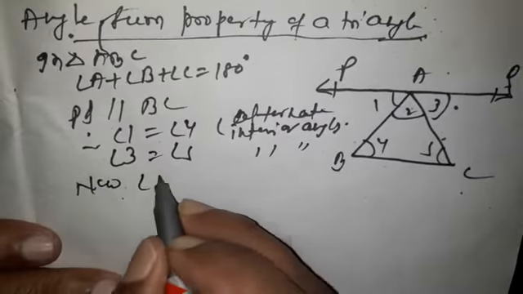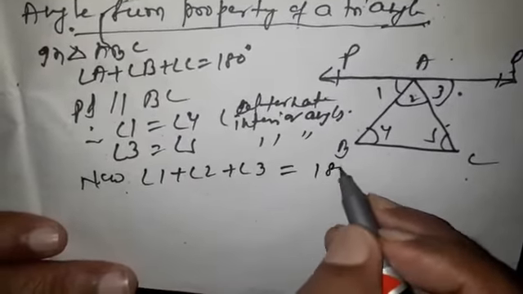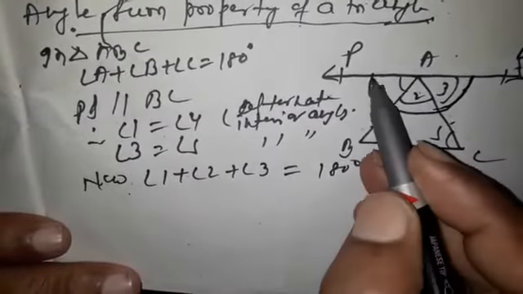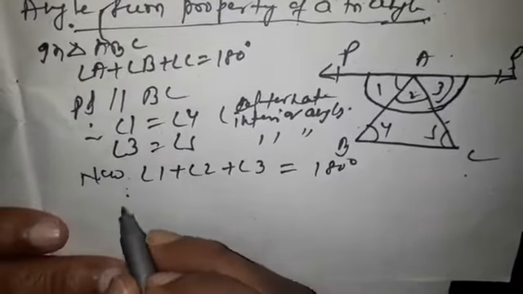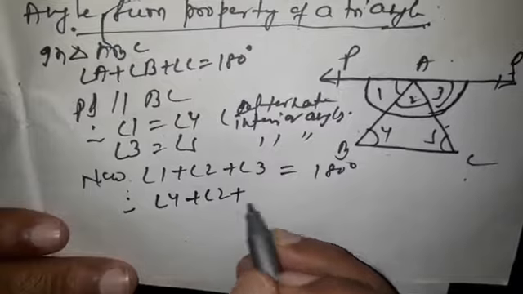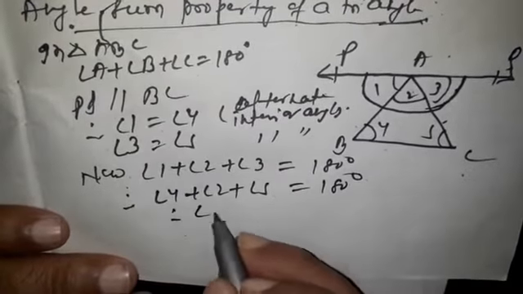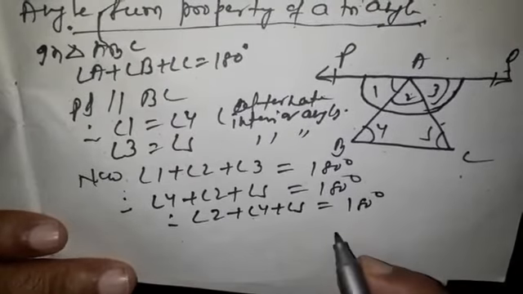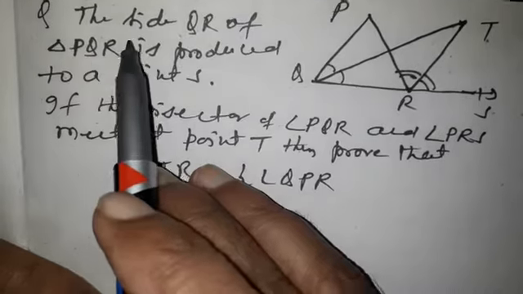Now, angle 1 plus angle 2 plus angle 3 is obviously equal to 180 degrees, because 1, 2, 3 here make a straight angle. So their sum is 180 degrees. So therefore, for angle 1 write 4, for angle 3 write 5: angle 4 plus angle 2 plus angle 5 is equal to 180 degrees. Therefore, angle 2 plus angle 4 plus angle 5 is equal to 180 degrees. It means the sum of angles of a triangle is equal to 180 degrees.